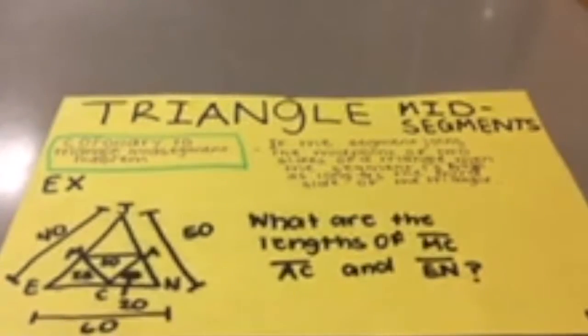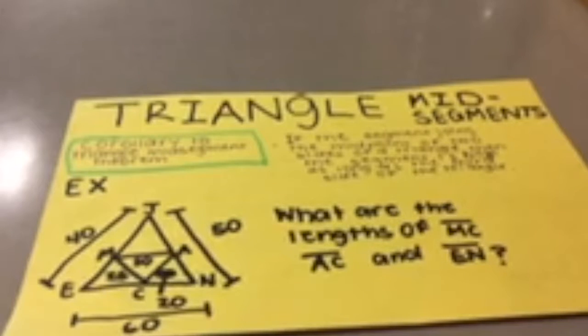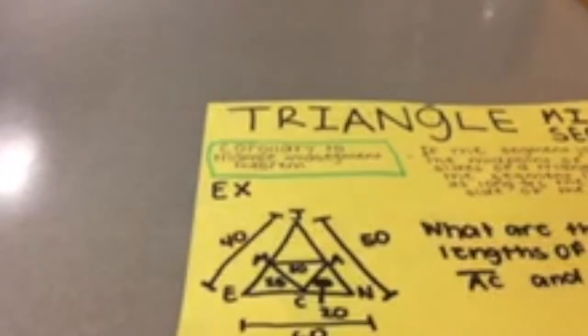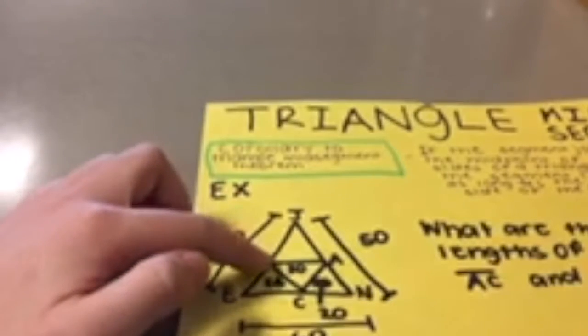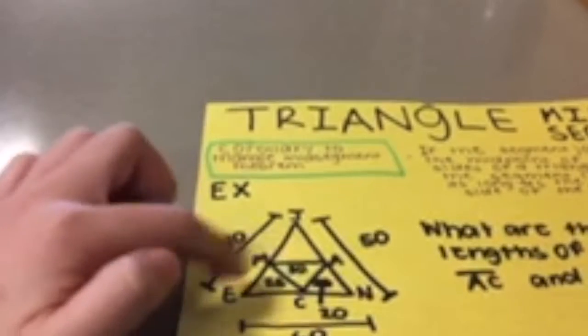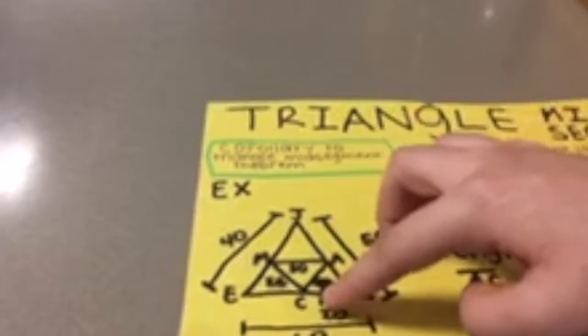So you're probably wondering, what does this mean? Well, I'll show you an example that I wrote down here. It says, what are the lengths of MC, line AC, and EN? This is already filled out, but I'm going to show you how you would find these lengths. If this bottom part is 60, then this middle part would be 30, because it is always half of that side. Then over here, if this is 40, this would be 20.